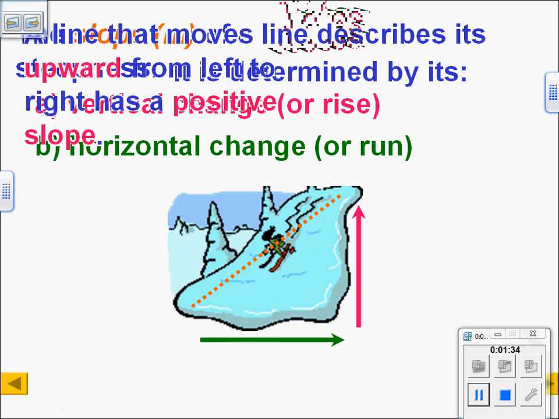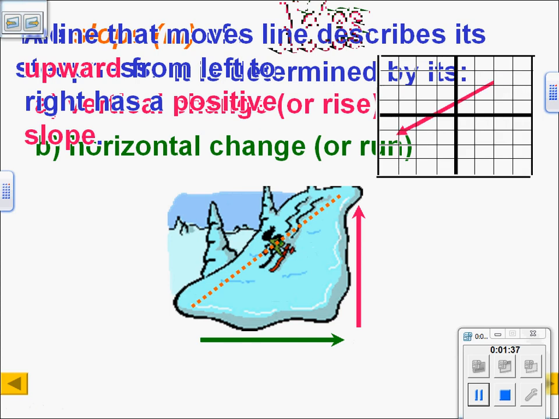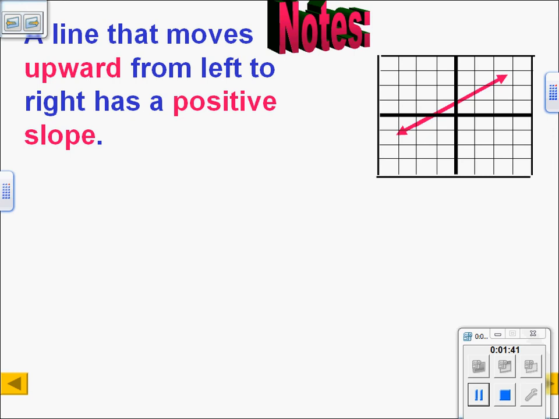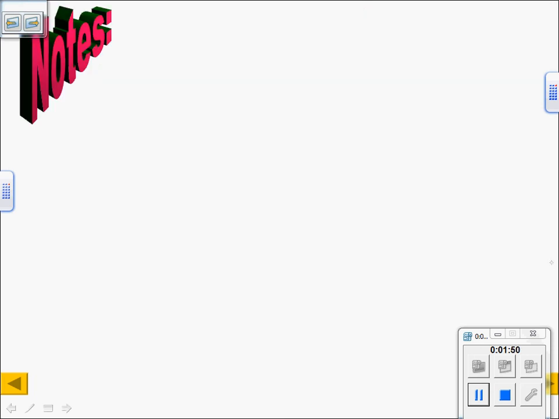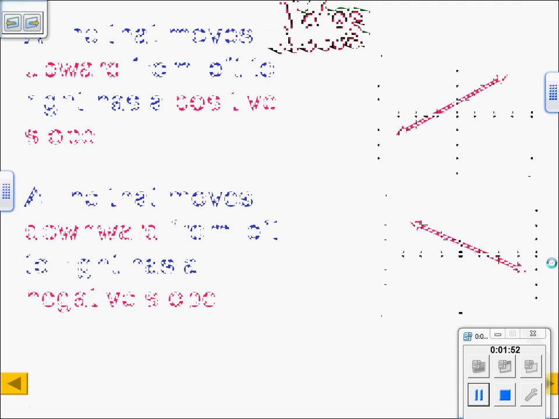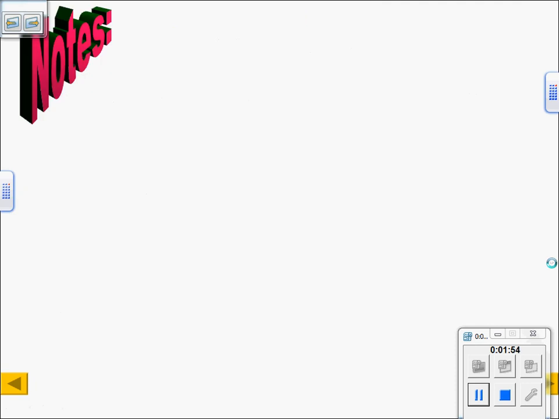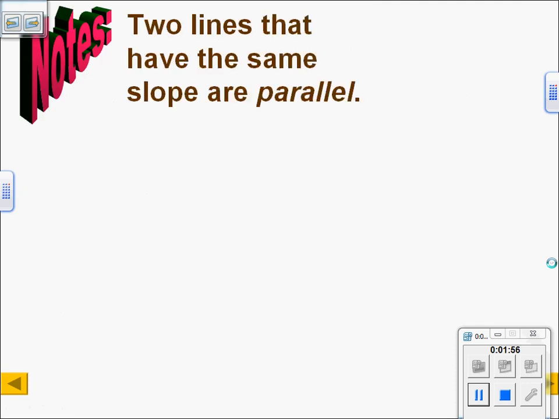Now, anytime you have a line left to right, if the line goes upward, such as that one, notice this line going from left to right, it goes up, therefore it has a positive slope. The opposite of that, if a line goes downward from left to right, that line is going to have a negative slope. So slope can be positive or negative.